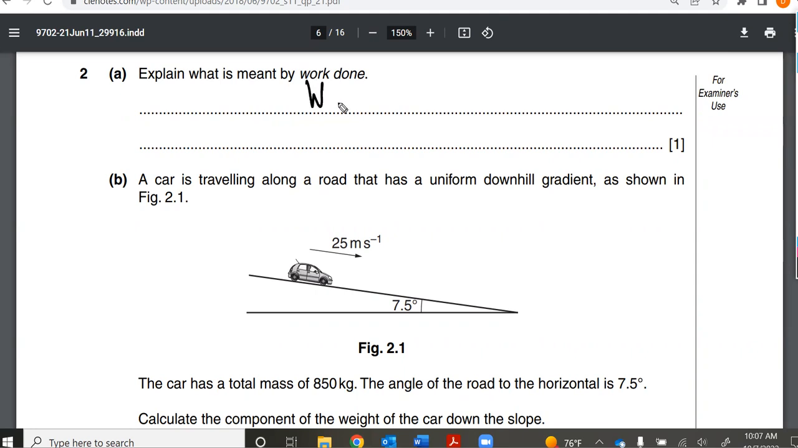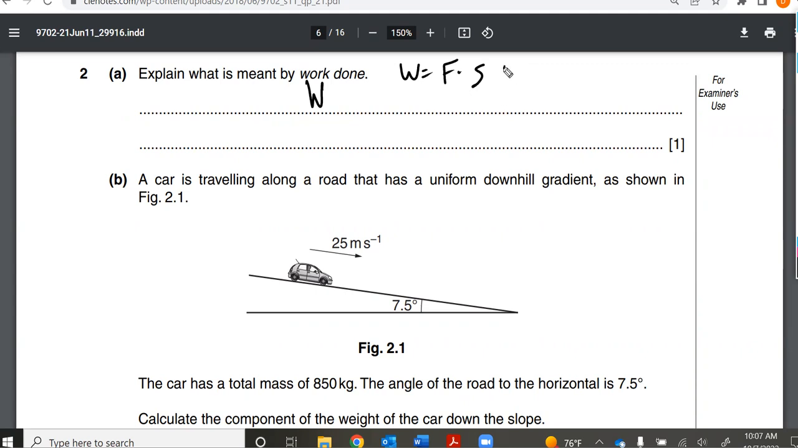Let's call it W for work. The work done is the force times the displacement. So we can think about it like an equation: work equals force times displacement. We wouldn't want to just leave these symbols as our answer, though. We'd want to define each of them.